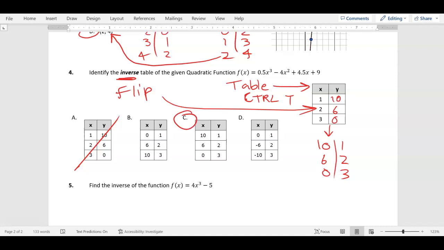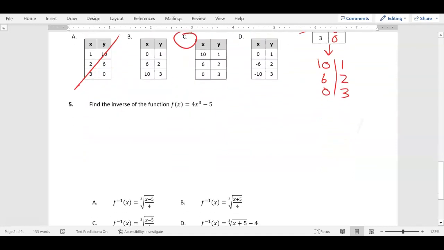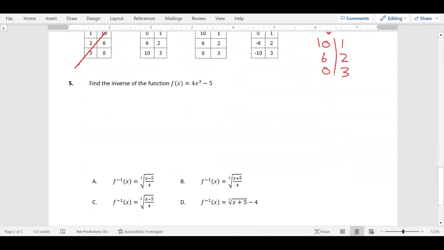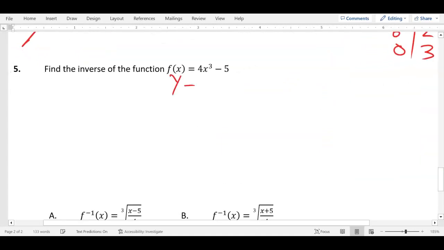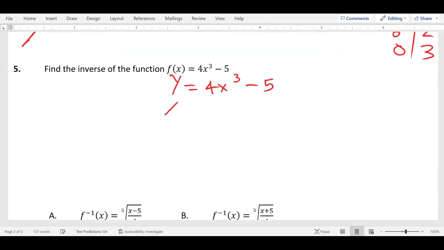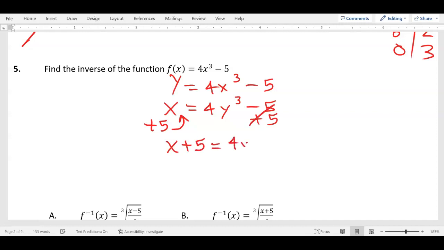Last but not least, let's find the inverse of this function. F of x, once again, turns into y. Then I need to switch x and y. Now there's a lot here, but I want to get rid of the loner first. The opposite of minus 5 is plus 5. And the plus 5 goes after the x. So now I have x plus 5 equals 4y cubed.